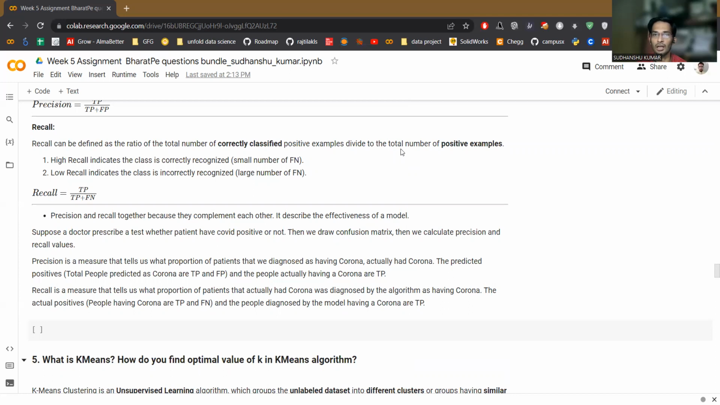Precision and recall are complements of each other. If we increase the precision, recall reduces, and if we increase the recall, precision reduces. And so there is a trade-off between precision and recall. Hence we have to select the optimum value of both of them.